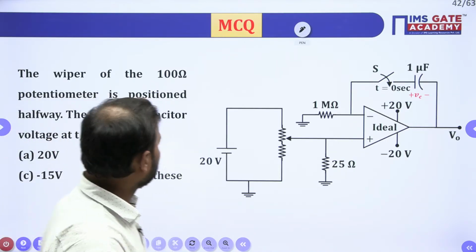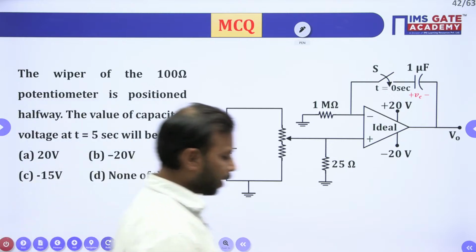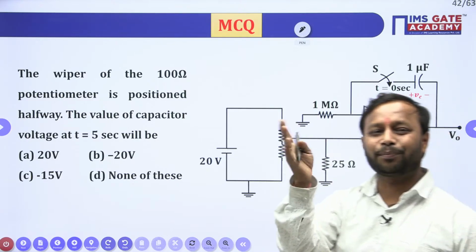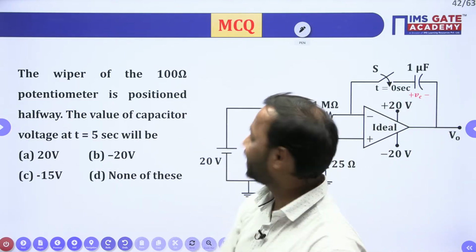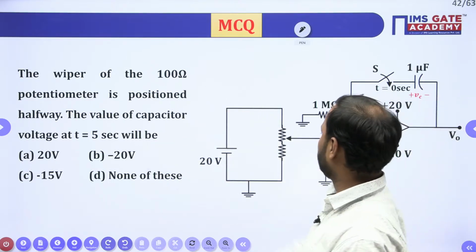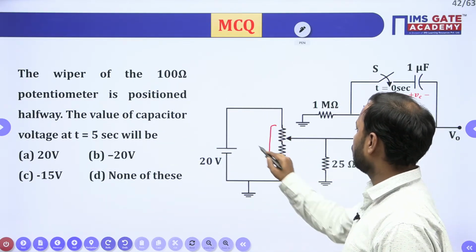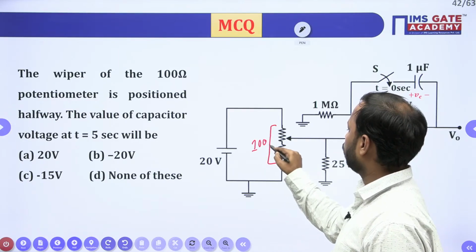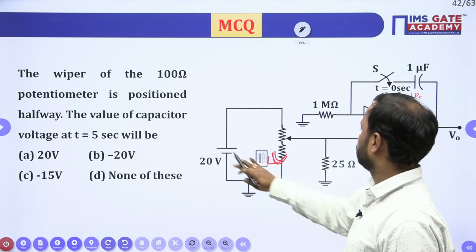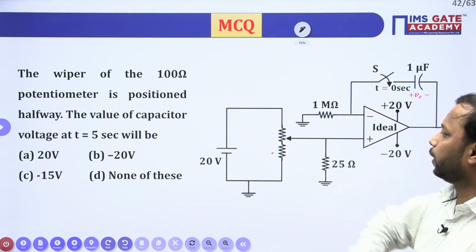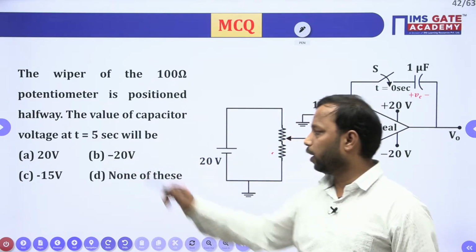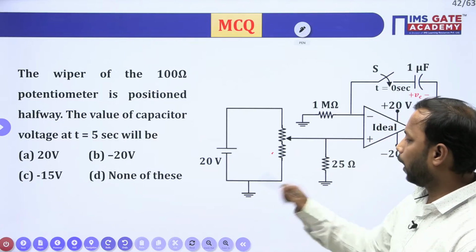Am I clear? So read the question, and this is again an MSQ type of question, where the wiper of, this is not the wiper of your car, okay? So the wiper of the 100 ohm potentiometer. So this is what? This is the 100 ohm overall resistance, is positioned halfway. The value of the capacitor voltage at t equal to 5 seconds will be 20 volt, minus 20 volt, minus 15 volt, and none of this.